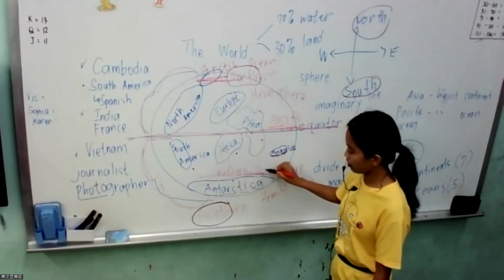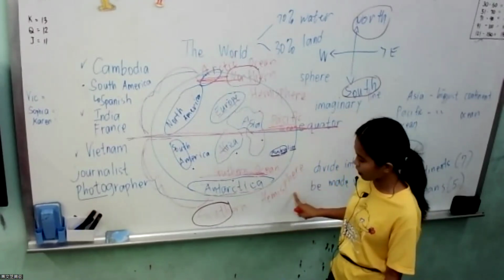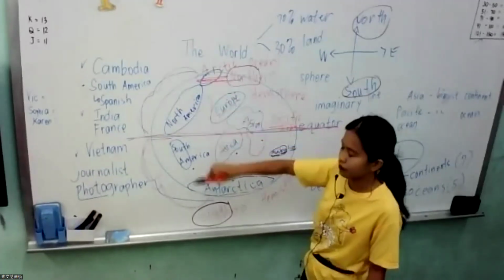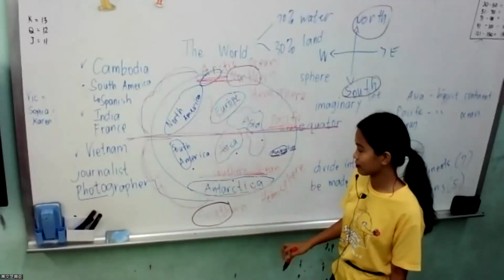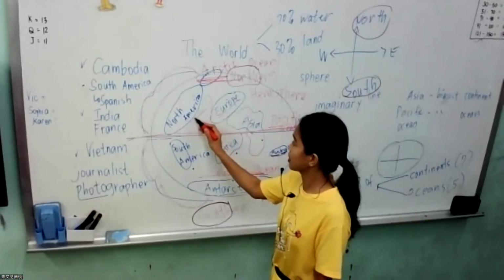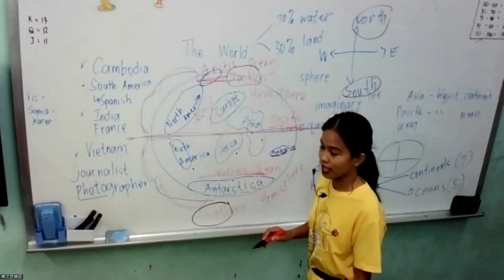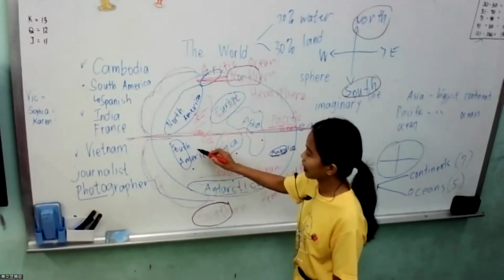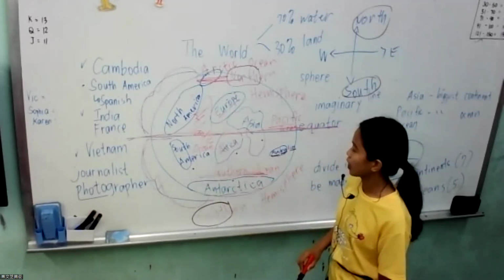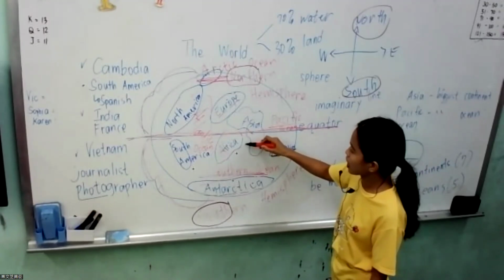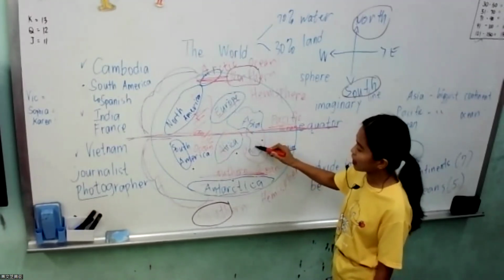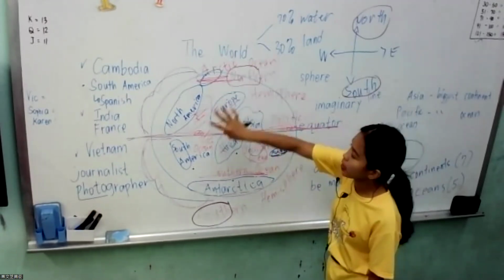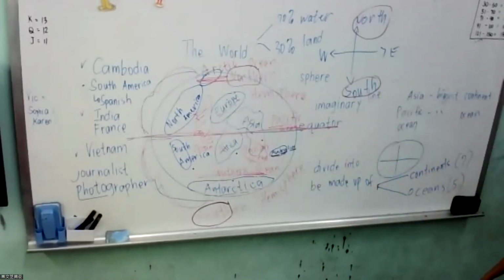Southern Ocean. Okay, southern hemisphere, so Southern Ocean. What do you call the ocean here? Atlantic Ocean. Okay, what do you call the ocean here? Indian Ocean. So these are the 5 biggest oceans.